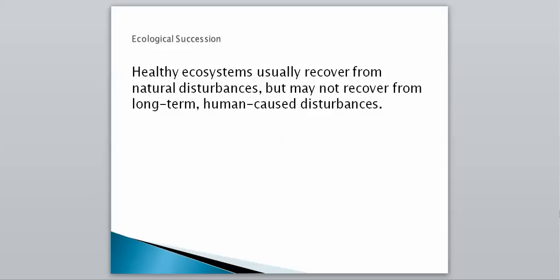And then healthy ecosystems will usually recover from natural disturbances like fires, but they may not recover from long-term human-caused disturbances. So if we're mining in an area or drilling for oil in an area for too long, we could completely destroy the area where no organisms would ever be able to inhabit it again. So that's primary and secondary succession, and both of those occur on land.